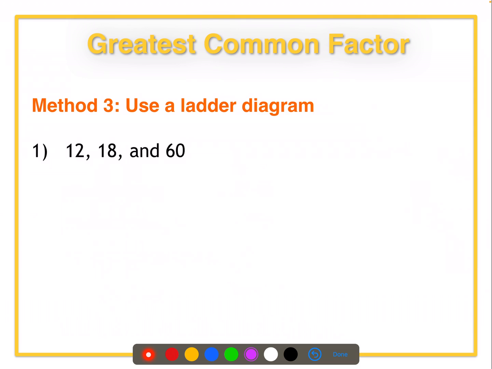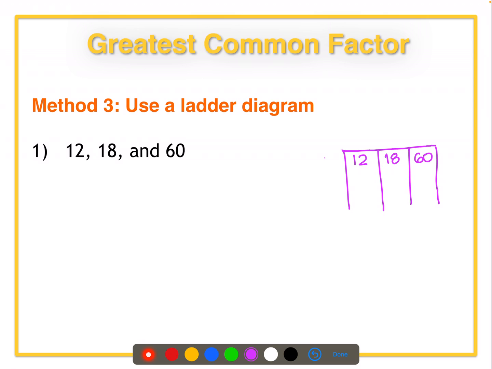Now the method 3 is using the ladder diagram. If you remember, the ladder diagram was like a table where you get the prime numbers of a number, but here you can get the prime factorization of more than one number. In this case, we have 3 numbers. So you write them in columns, and then you're going to divide them by the same prime number.